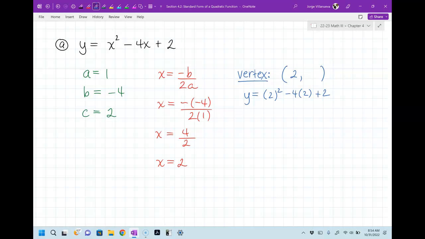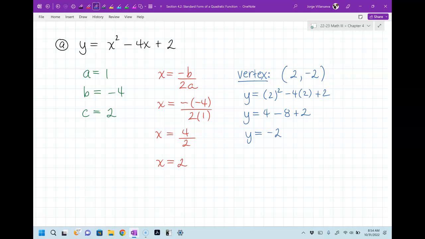I plugged it into my equation. y is equal to 4 minus 8 plus 2. 4 minus 8 is -4, and -4 plus 2 is -2. So here is my vertex: 2, -2. Okay? 2, -2.